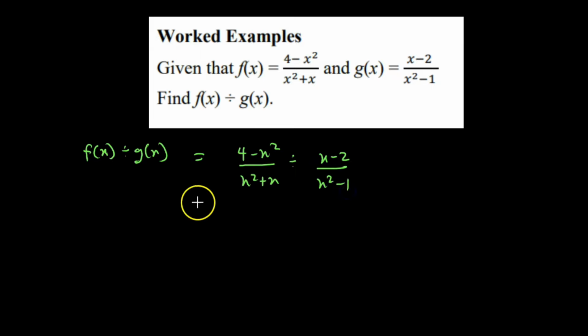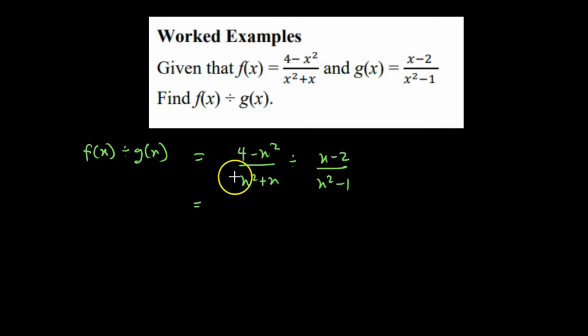This time around, they are dividing. Since they are dividing, we have f of x dividing g of x. Remember, we can change the division sign to multiplication, and therefore we need to find the reciprocal of g of x. So going further, having f of x as 4 minus x squared all divided by x squared plus x, dividing g of x, which is x minus 2 all on x squared minus 1, maintaining f of x, but going ahead, we need to find the factors of it.